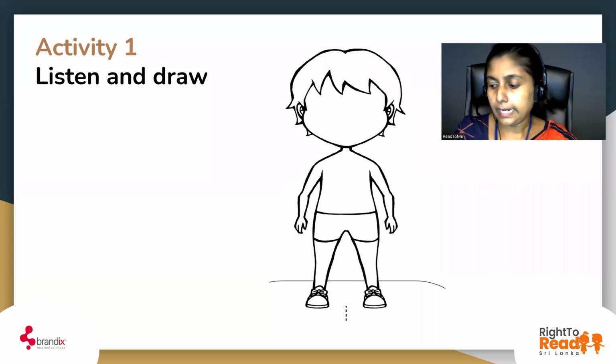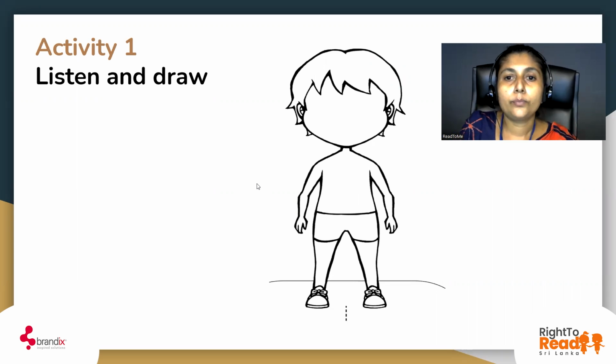Now, this is the first activity. Before starting this activity, you can draw the image of this boy. Can you draw it in your paper or even in your book? I'll give you some time. Okay, draw the boy first. It's a simple one, just the head and the body. Okay, I think you all have done.